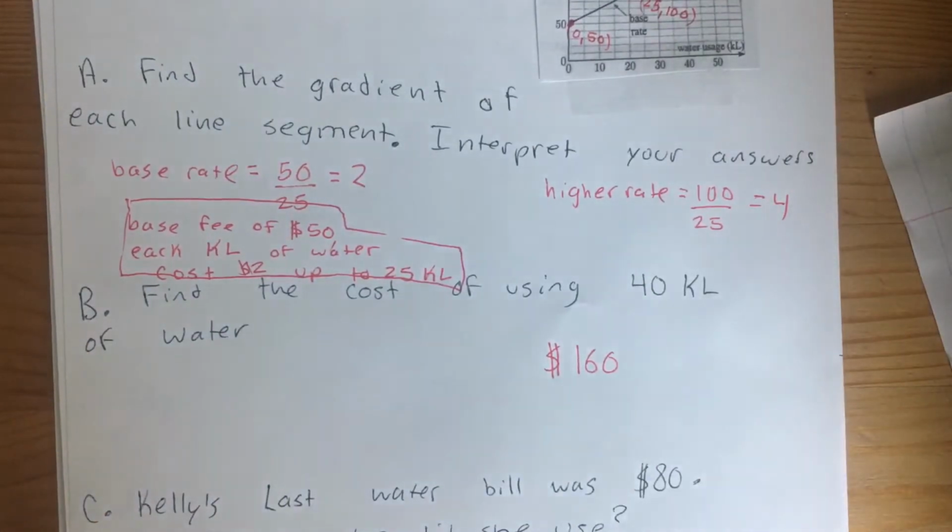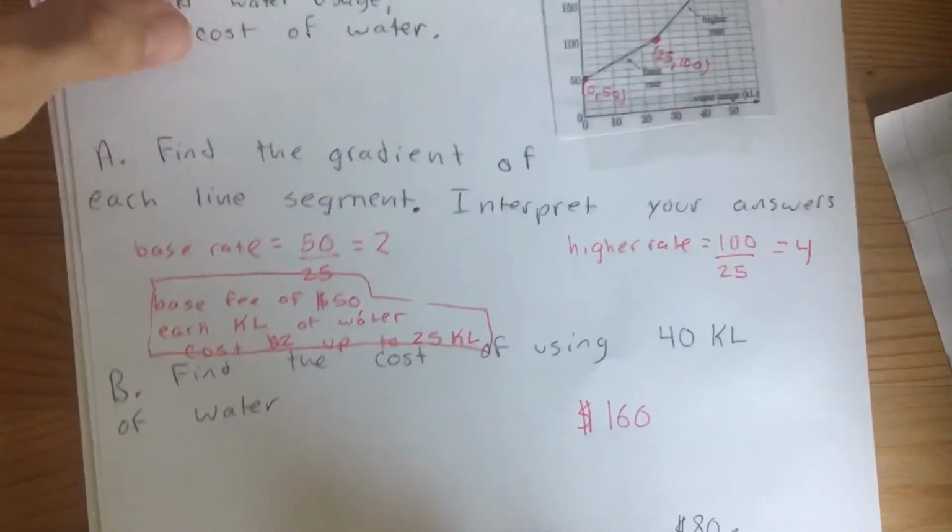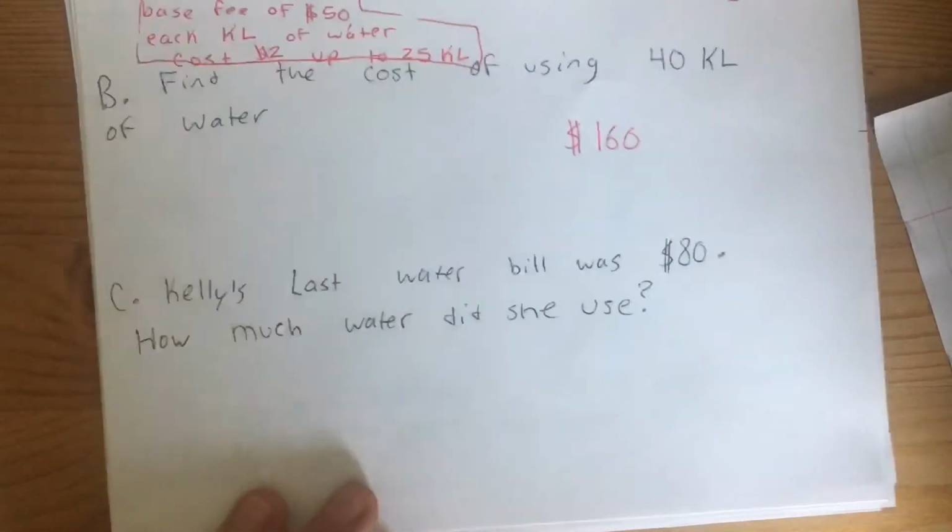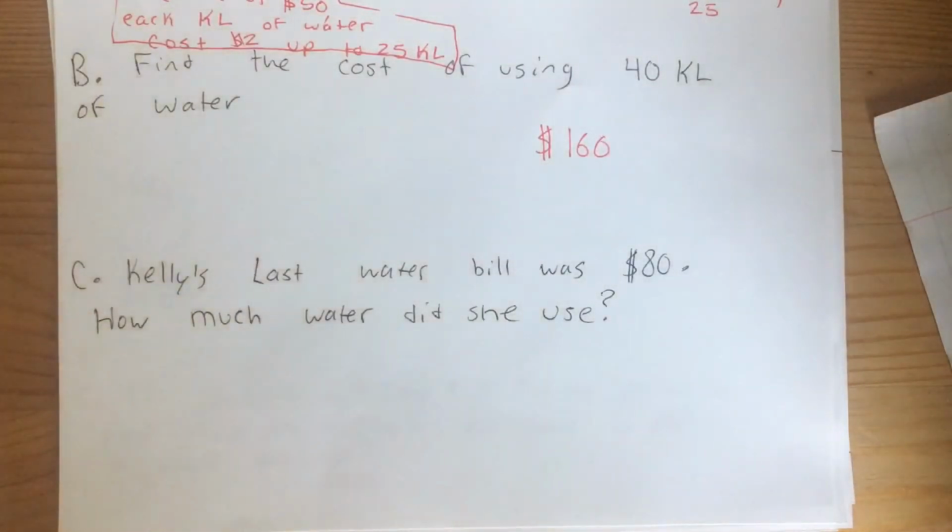And then let's see, the last one here that we're going to answer using a piecewise model. Kelly's last water bill is $80. She wants to know how much water she used.